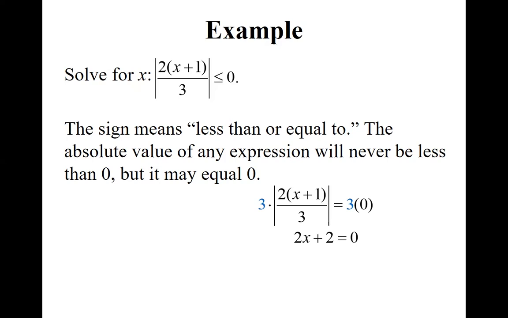Because remember, when we have the absolute value equaling 0, there's only one solution to that, and it's the solution we get by completely ignoring the absolute value symbols. Solving, we would subtract 2 from both sides. 2x equals -2. Then we would divide both sides by 2 and get x equals -1. Even though this started out as an inequality, there is only one answer. The solution set is -1.